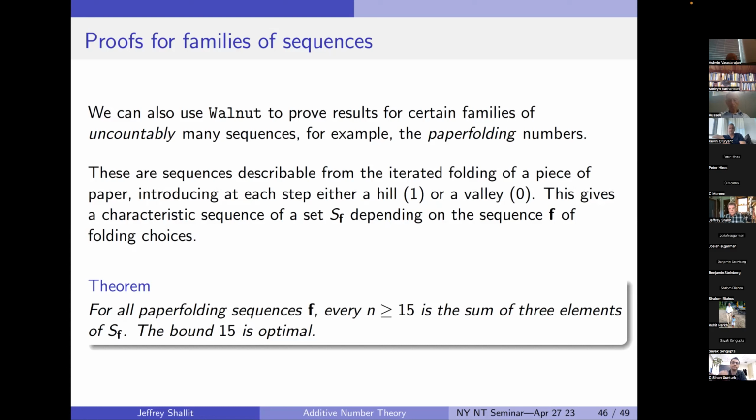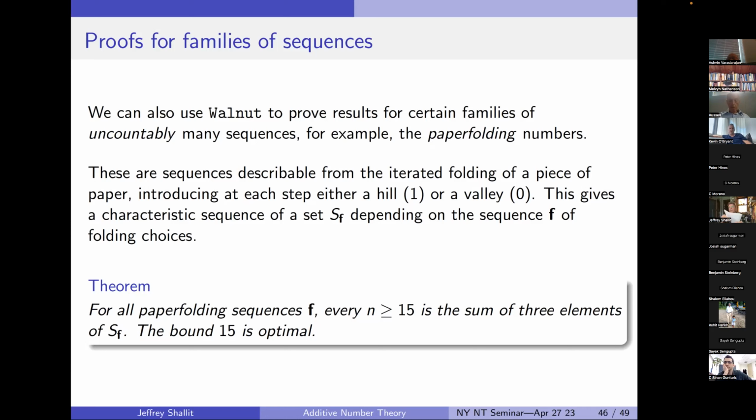An example is something called the paper folding numbers. The paper folding numbers were studied by people like Michel Mendès France and Tannenbaum and others. They are sequences that come from iterated folding of a piece of paper. When you take a piece of paper and fold it, you have two choices. You can either fold it in such a way that you get a hill, or you can fold it in such a way that you get a valley.